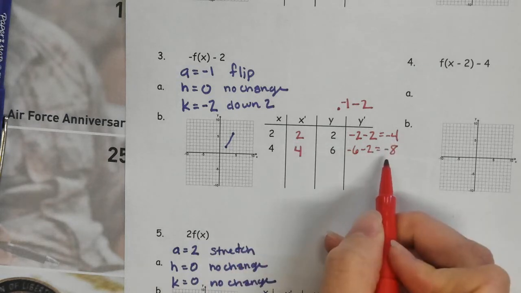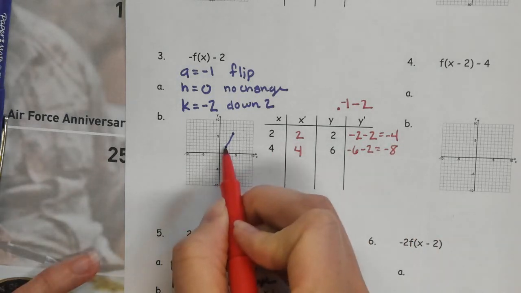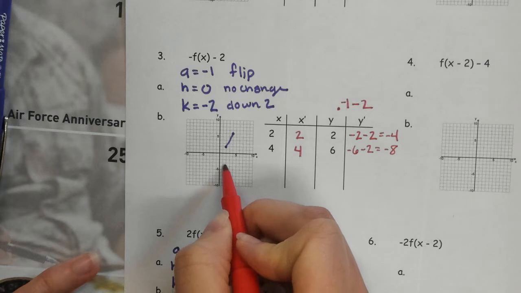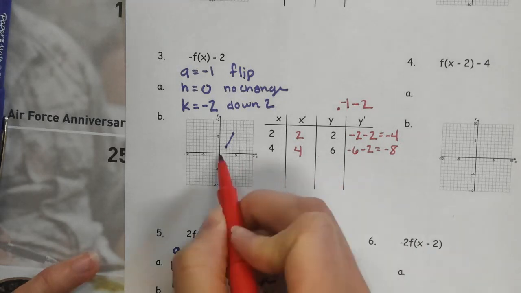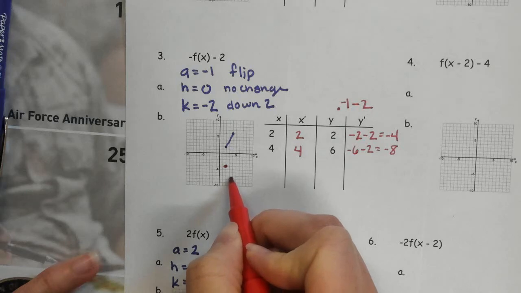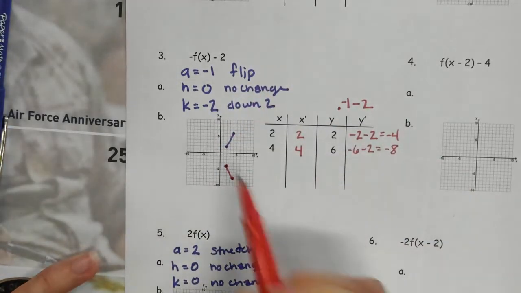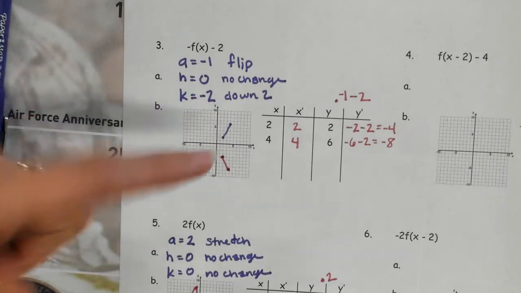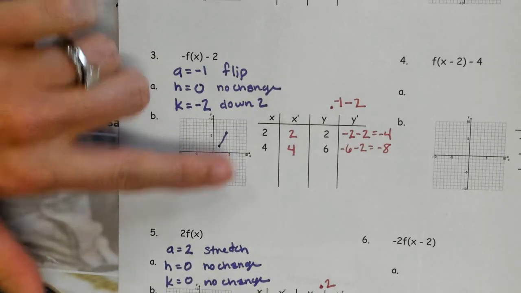So now I graph my new point 2, -4, and I graph 4, -8. So if you see, it flipped over the x-axis, and it moved down 2.